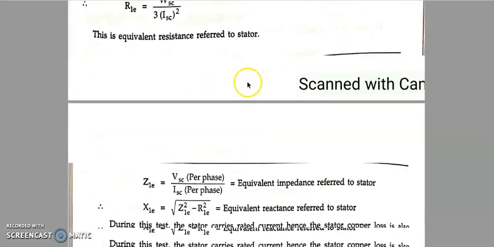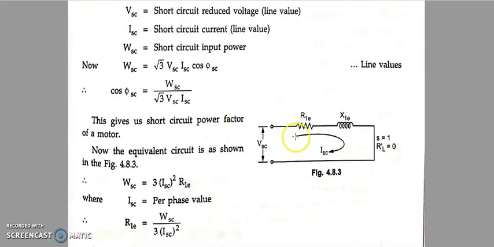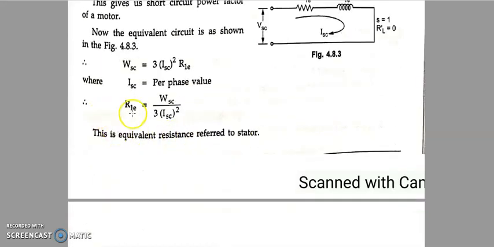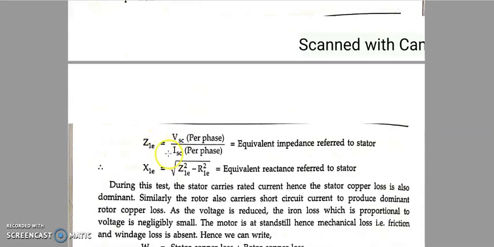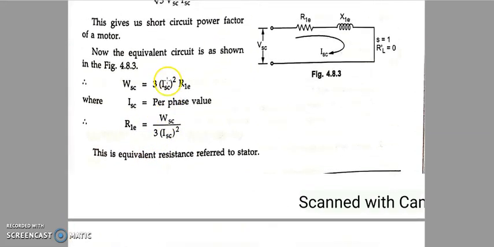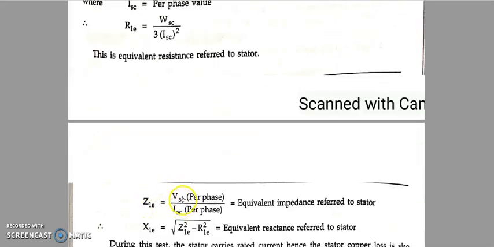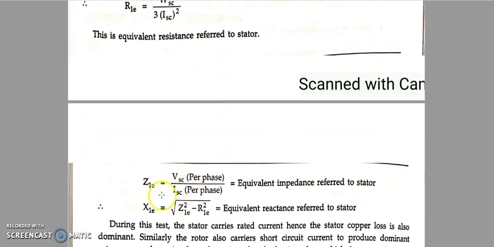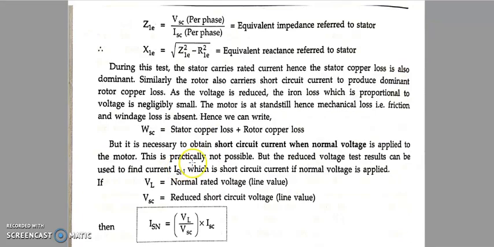So this is the equivalent resistance referred to the stator. Z1E formula is VSC by ISC. Z1E is what is collectively called R1E plus jX1E. So Z1E is equal to VSC by ISC. Don't confuse R1E with Z1E. R1E is with respect to the short circuit power WSC, whereas Z1E is with respect to the short circuit voltage. Make sure you remember this. And X1E you can calculate very simply: square root of Z1E square minus R1E square.